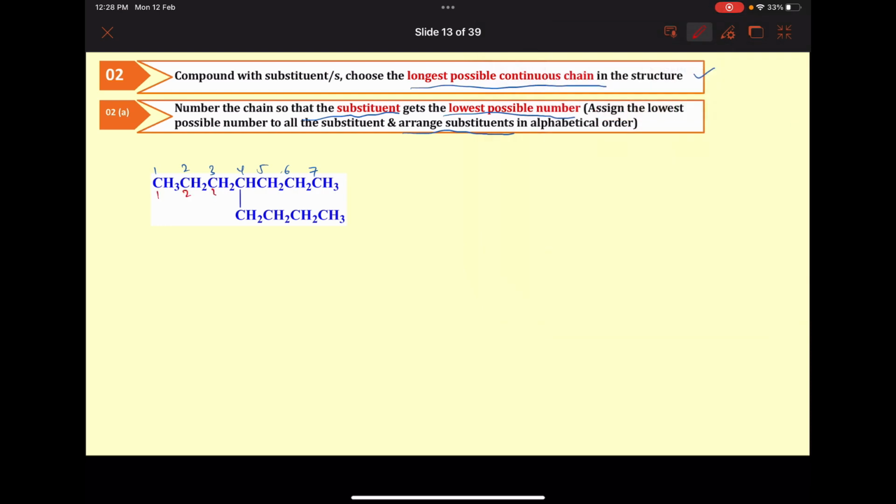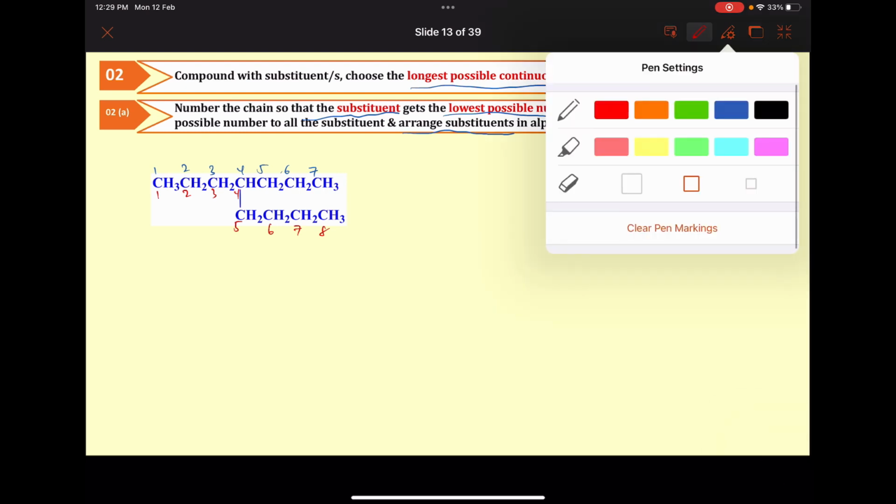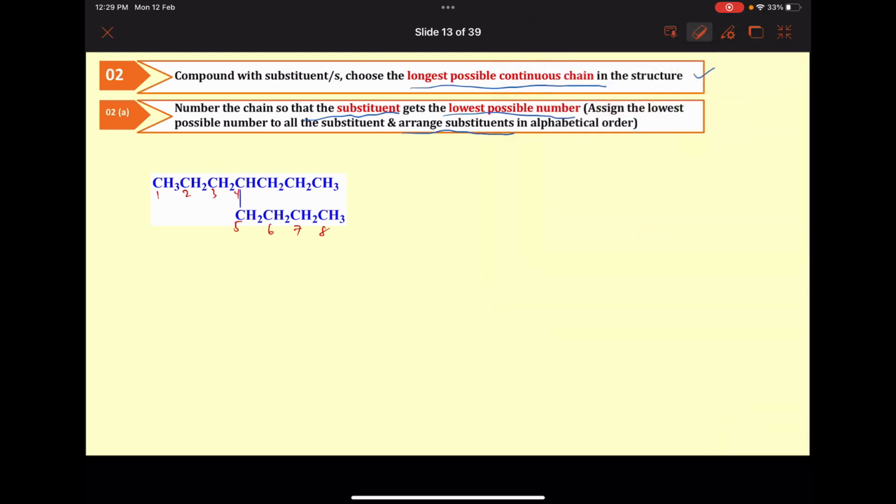1, 2, 3, 4, 5, 6, 7 and 8. So which means, bila kita tengok sini, the red root gives the longest chain of carbon. So which means the longest chain is 8 carbon.